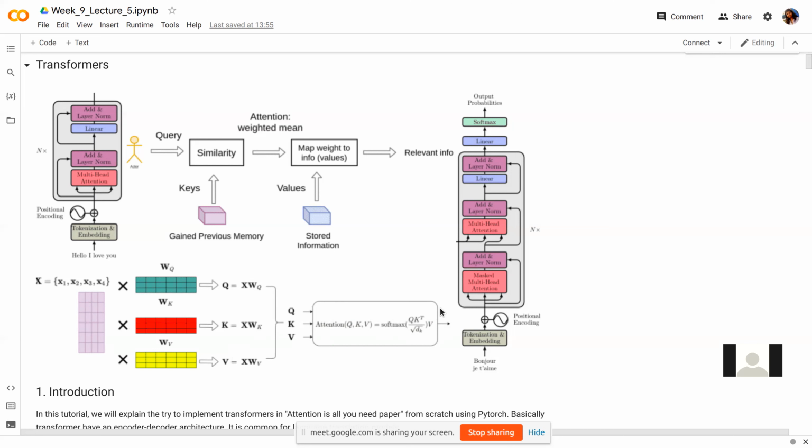Which will then be added and normalized, and then connected to the feed forward network, where it will again be added and normalized, and then it will be given as an input to the next layer.